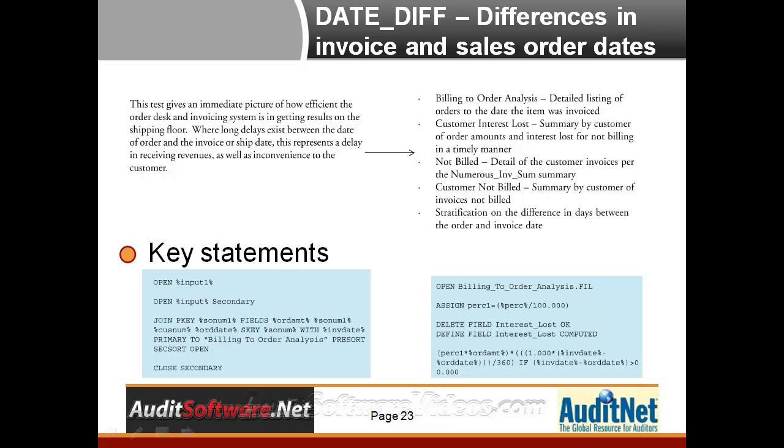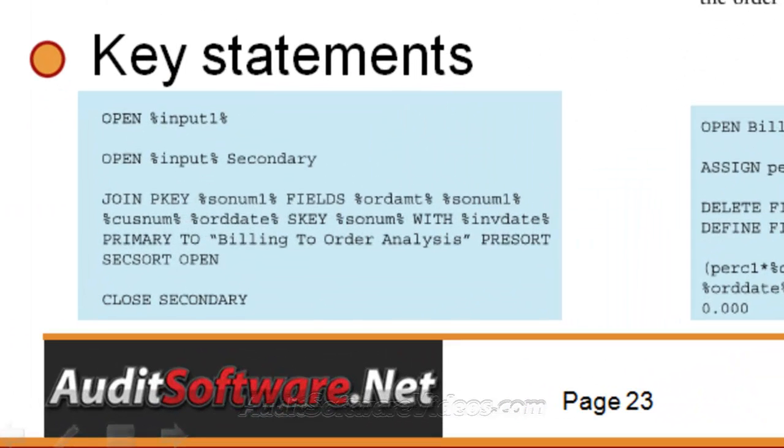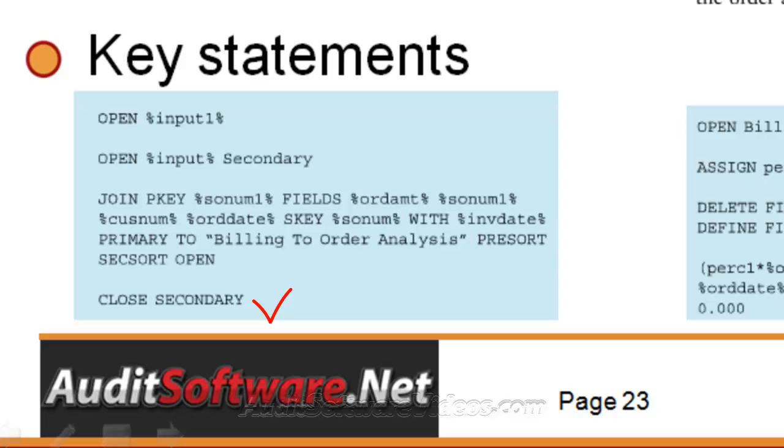Some of the key statements that we have below are essentially joining the files together, the invoice file and the sales order file, and we're starting off with the sales order file and lining that up with the actual invoice file to get the invoice date in this below left box, part of the script. One thing that you definitely should remember is to close secondary whenever you are joining tables together.